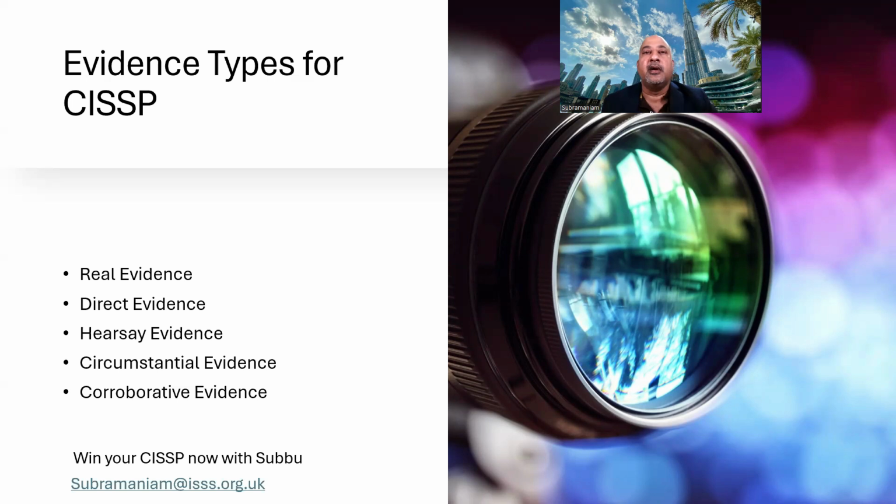Okay, so I'm going to teach you the CISSP and cybersecurity and a lot of other things in a very simple way. Now, these are the evidences that are listed for the CISSP: real evidence, direct evidence, hearsay evidence, circumstantial, and corroborative evidence. Now, what is a real evidence in a cyber crime scene? The tangible and intangible evidences which are directly related to the incident is called a real evidence.